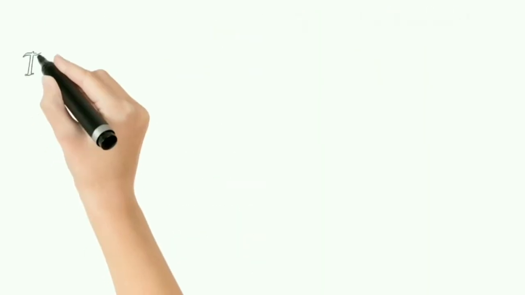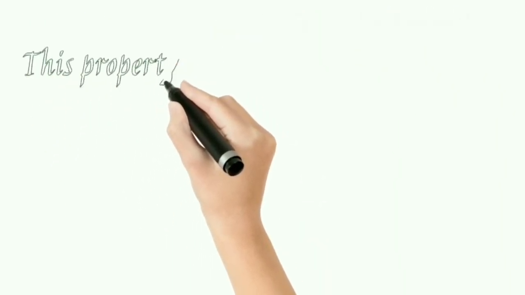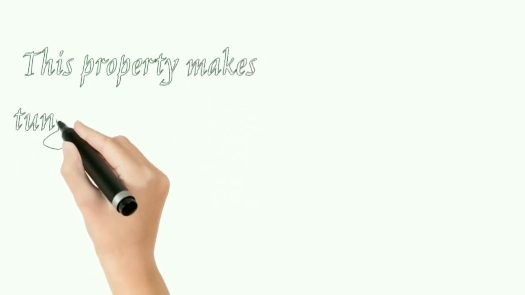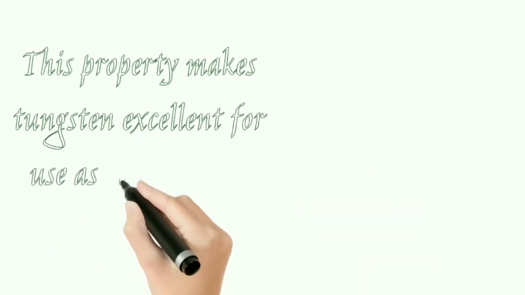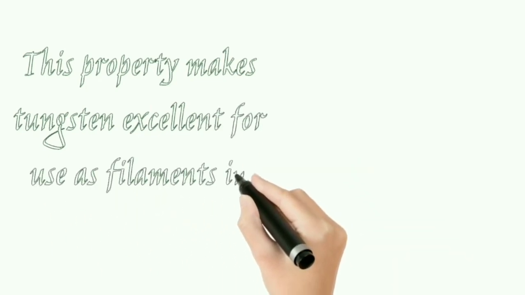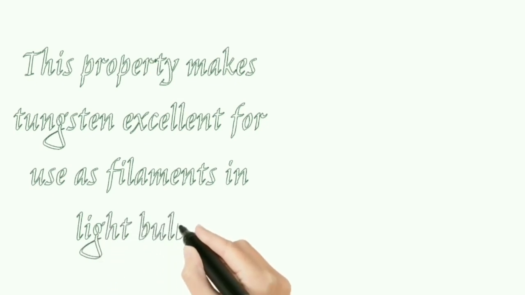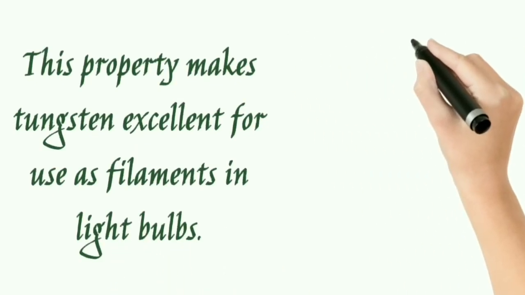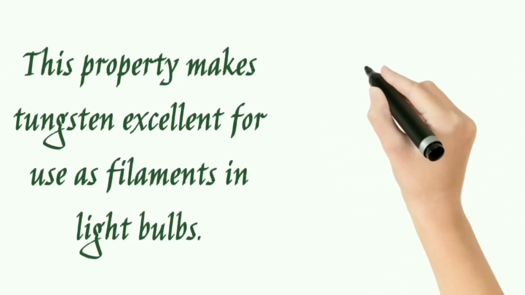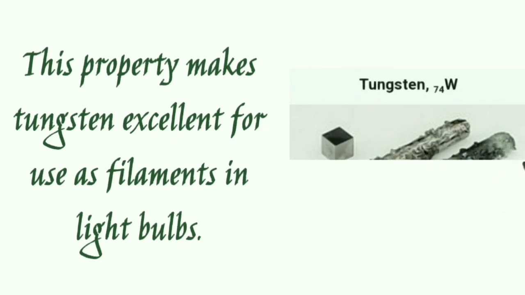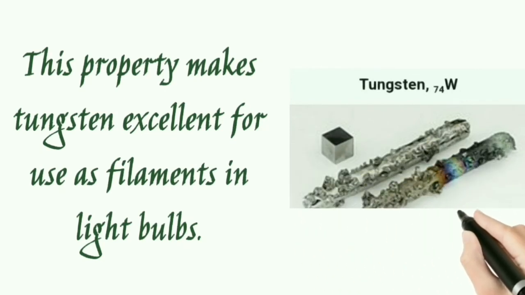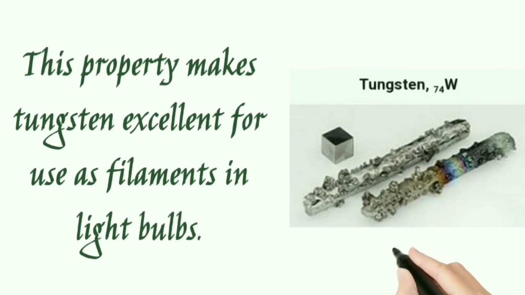Because of the highest melting point, it is used in making light bulbs. It's used as a filament in the bulb. Tungsten is excellent for use as a filament in light bulbs, so that is very important for tungsten. It needs more temperature to melt. That's why we are using it even in electric light bulbs. And what is the reason behind this? Why are we using tungsten for that filament?